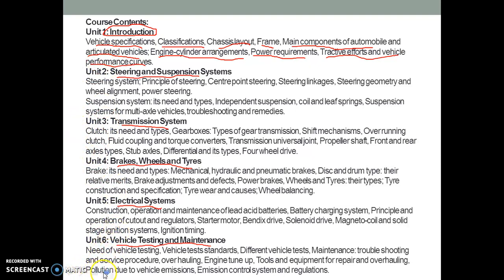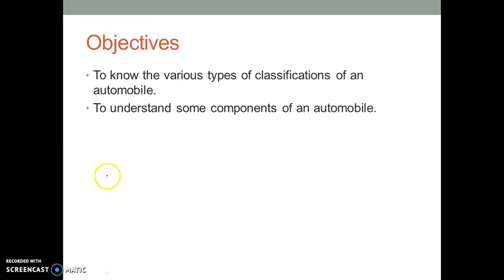So we will discuss some of the objectives of today's lecture. First thing is to know the various types of classifications of an automobile. We will understand what type of vehicles are running in day-to-day life, and the next objective is to understand some components of an automobile. In this lecture we'll cover a few basic components of an automobile.